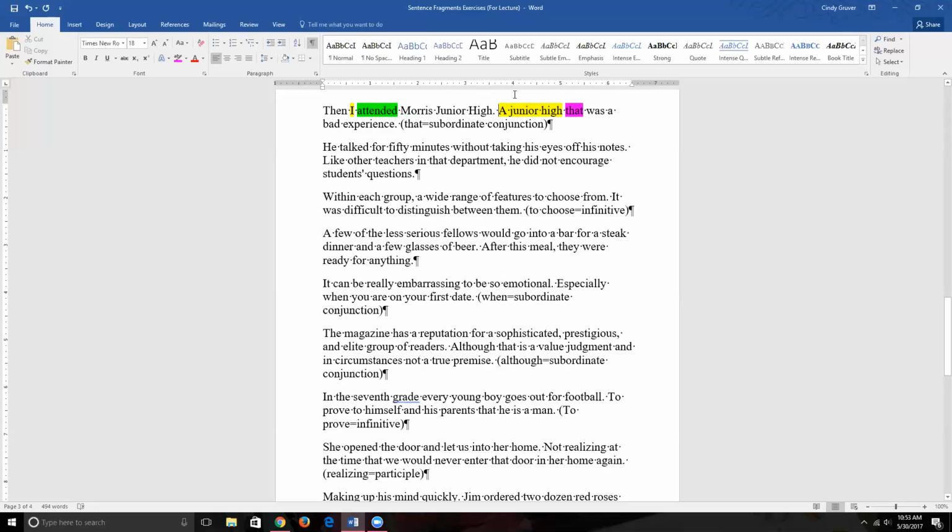So because it's an appositive, we can't absolutely unite these. And what we would do, because you set off an appositive with commas, is we would do it like this. Then I attended Morris Junior High, a high school that was a bad experience. And of course, we don't need a comma here at the end because we have terminal punctuation. This is a successful way of writing this sentence. And this is really probably what the author meant.